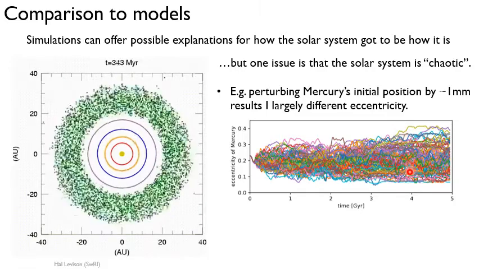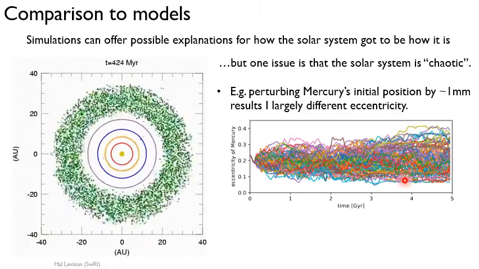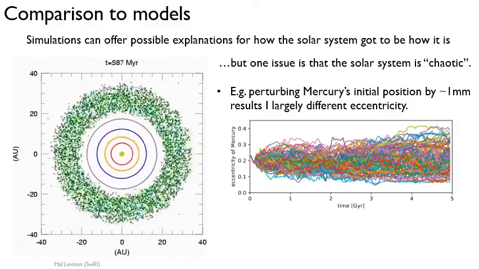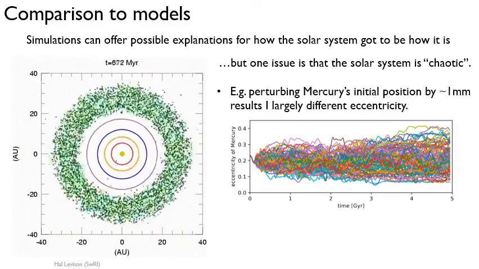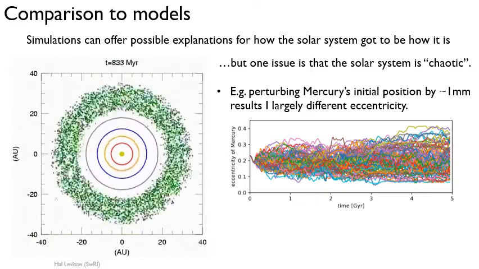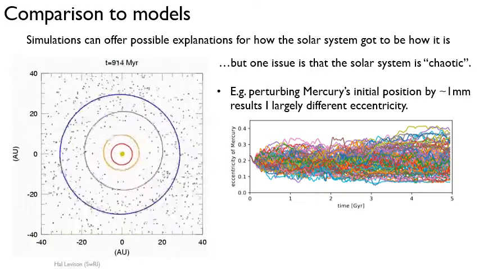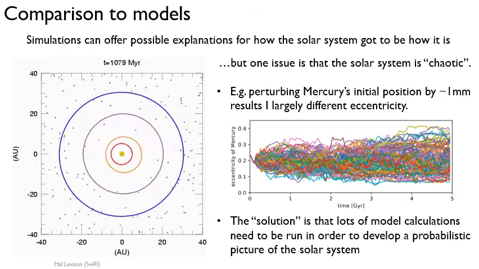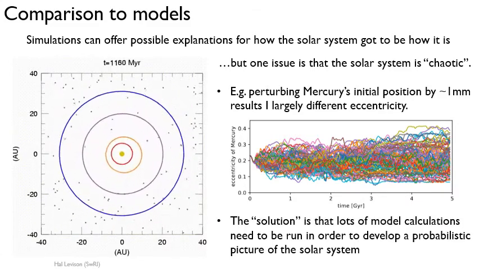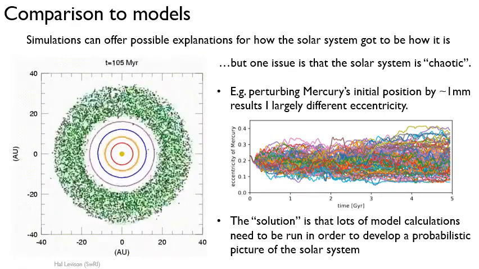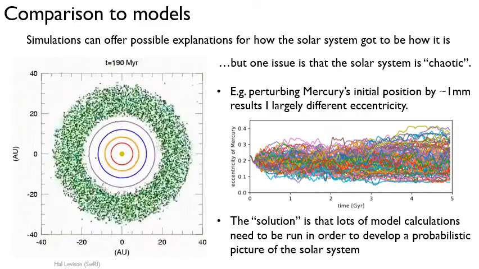And so this chaotic nature means it's actually pretty hard to directly predict what would happen in the solar system, or to even model backwards and say how the solar system has exactly evolved over time. That's probably not a knowable thing in very fine detail. So as a kind of solution, you do tons of model calculations, changing these initial conditions, and you can get a probabilistic sense of what happened.